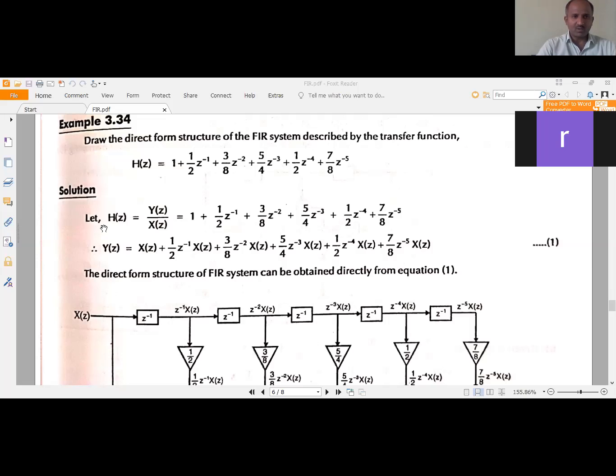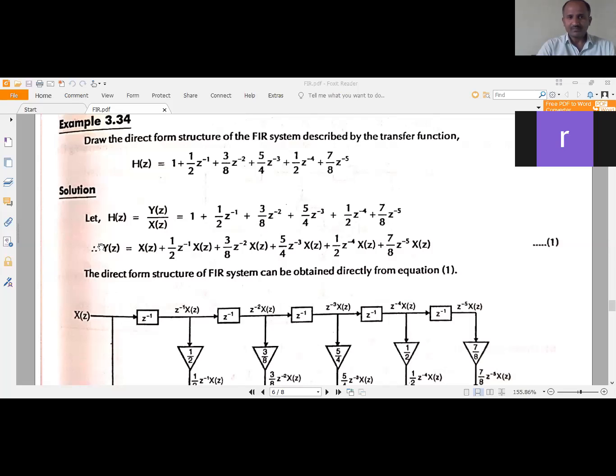So first solution, let us consider H of z. We know that the transfer function is the ratio of output divided by input, that is H of z equal to Y of z divided by X of z. The equation given is 1 plus 1 by 2 z power minus 1 plus 3 by 8 z power minus 2 plus 5 by 4 z power minus 3 plus 1 by 2 z power minus 4 plus 7 by 8 z power minus 5. This is the transfer function which is given.